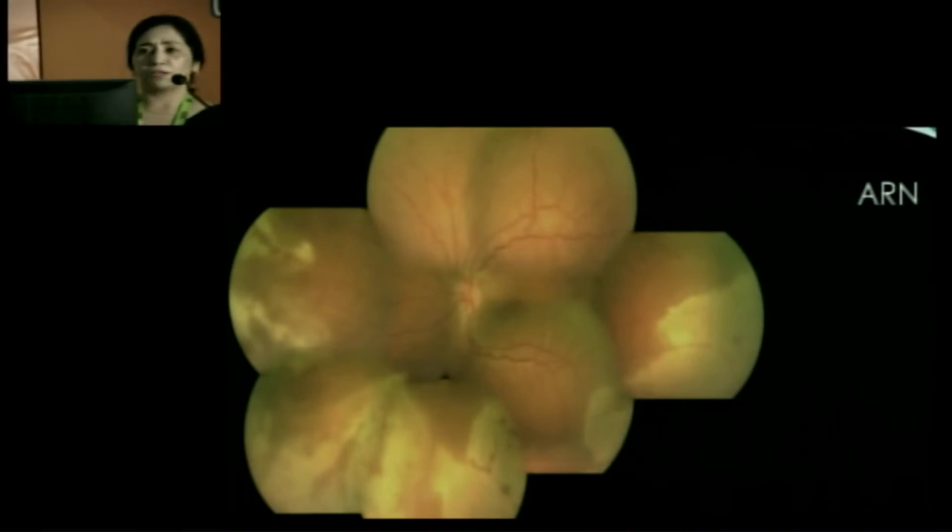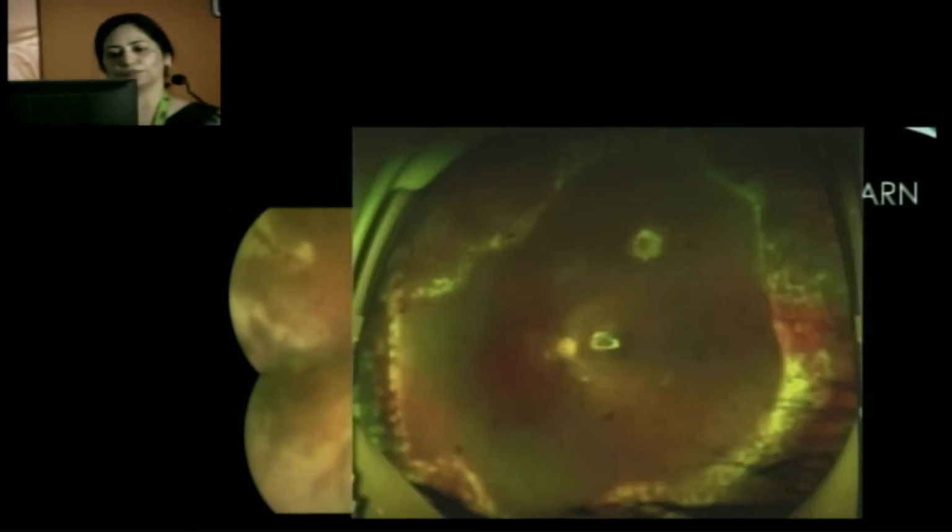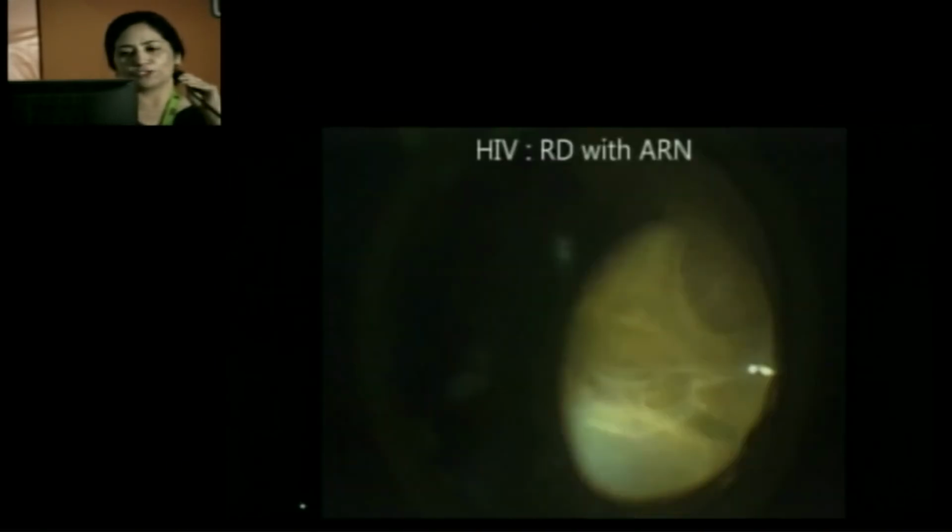Again, a classical picture, outer retinal opacification. This is acute retinal necrosis. This was a 7-year-old girl. We should be cautious that these patients may develop multiple retinal breaks, and we have to follow them closely to consider laser. This patient landed up in a retinal detachment and underwent a surgery.